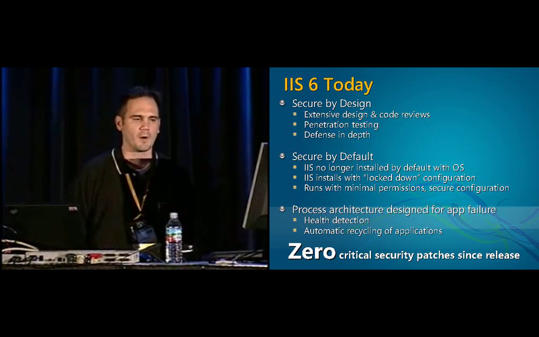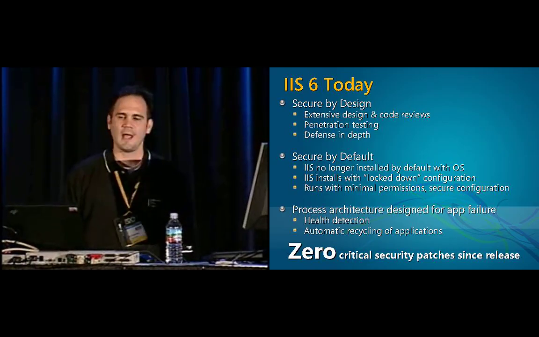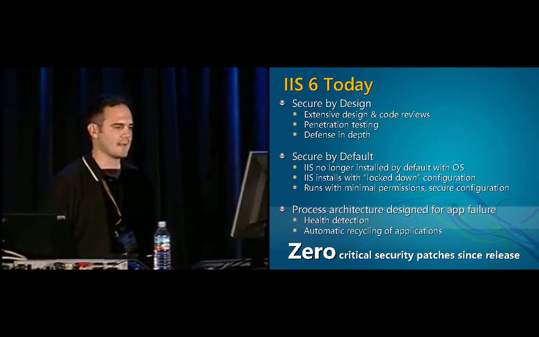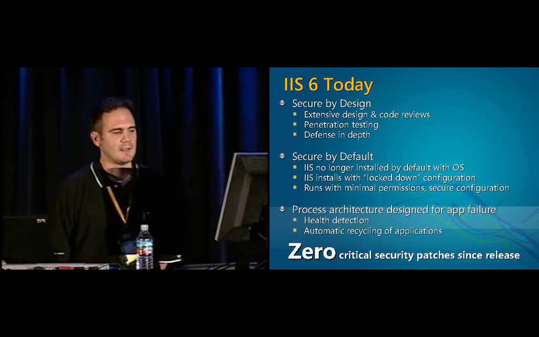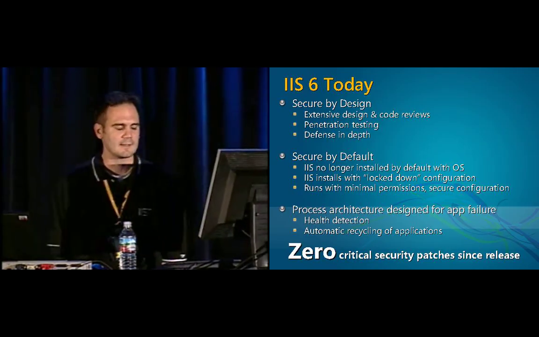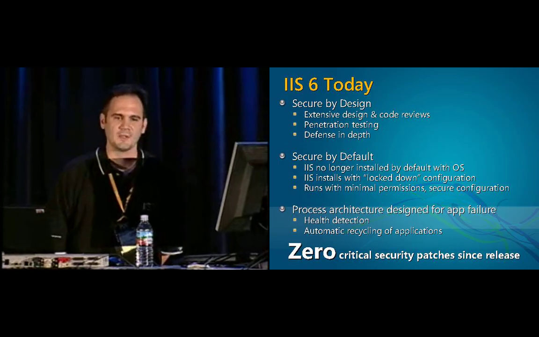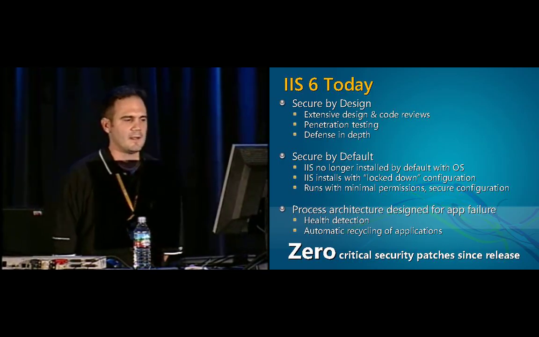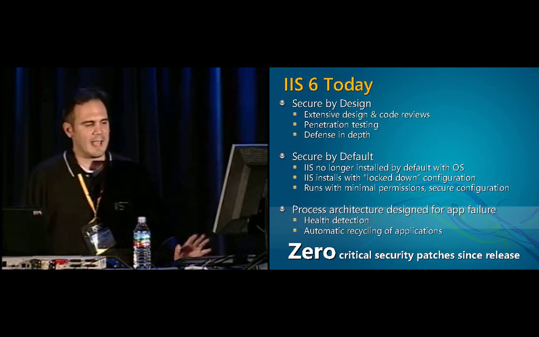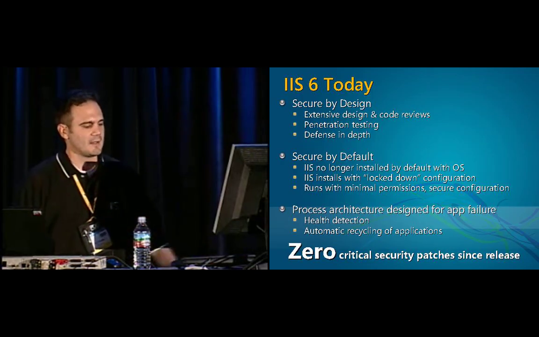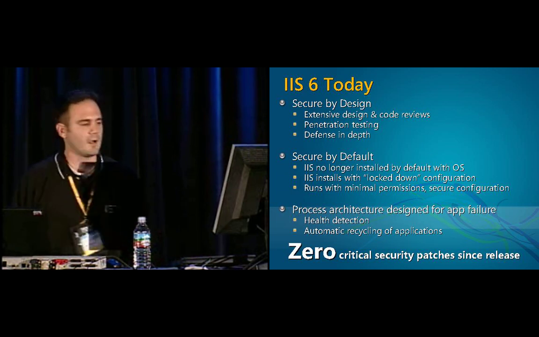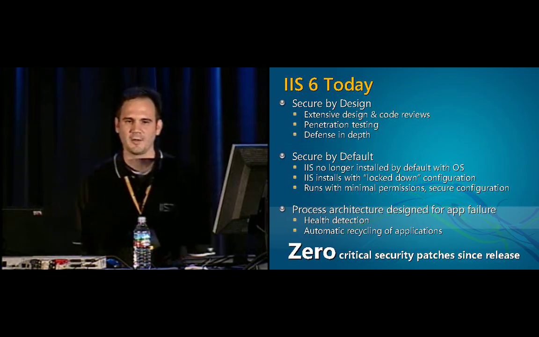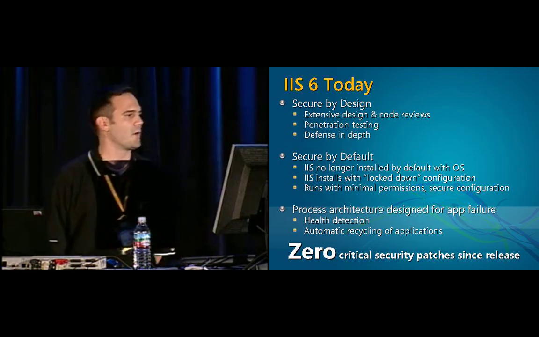The other big thing we did with IIS 6, as you know, is introduce a new process architecture for isolating applications that's designed with app failure in mind. It provides health detection for things like memory leaks and thread deadlocks. It also can recycle applications automatically based on schedule, based on hits, based on any number of criteria. This set of features has yielded pretty awesome results. One of the things we are very proud of for the IIS team is the fact that we've shipped zero critical security hotfixes since RTM, more than 2.5 years ago.